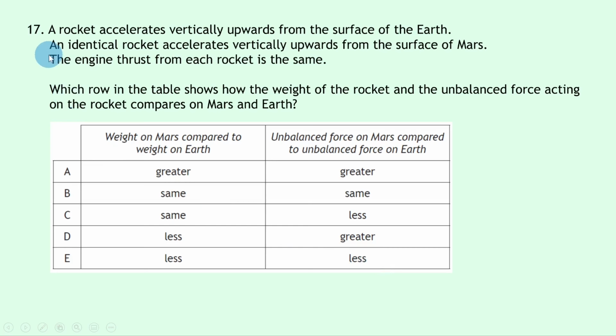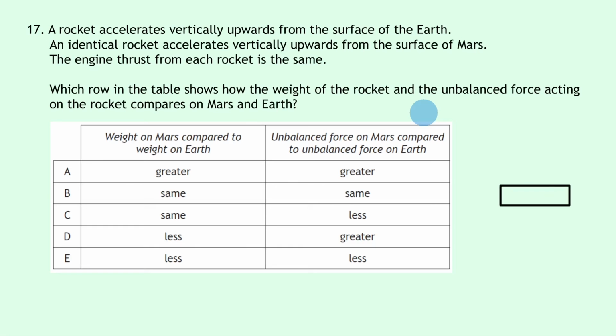Question 17 says that a rocket accelerates vertically upwards from the surface of the Earth. An identical rocket accelerates vertically upwards from the surface of Mars. The engine thrust from each rocket is the same. Which row in the table shows how the weight of the rocket and the unbalanced force acting on the rocket compares on Mars and Earth? Well, let's draw a quick free body diagram to visualize what's going on here.